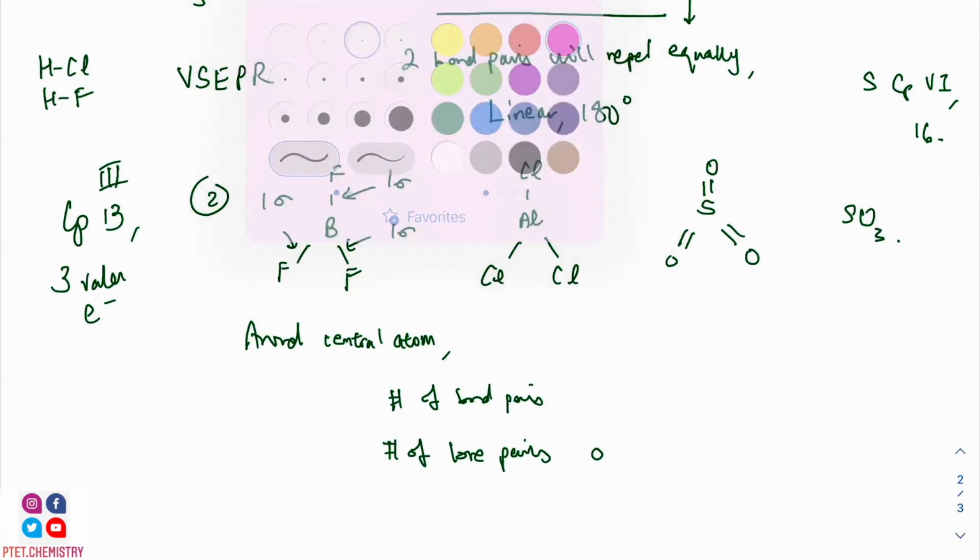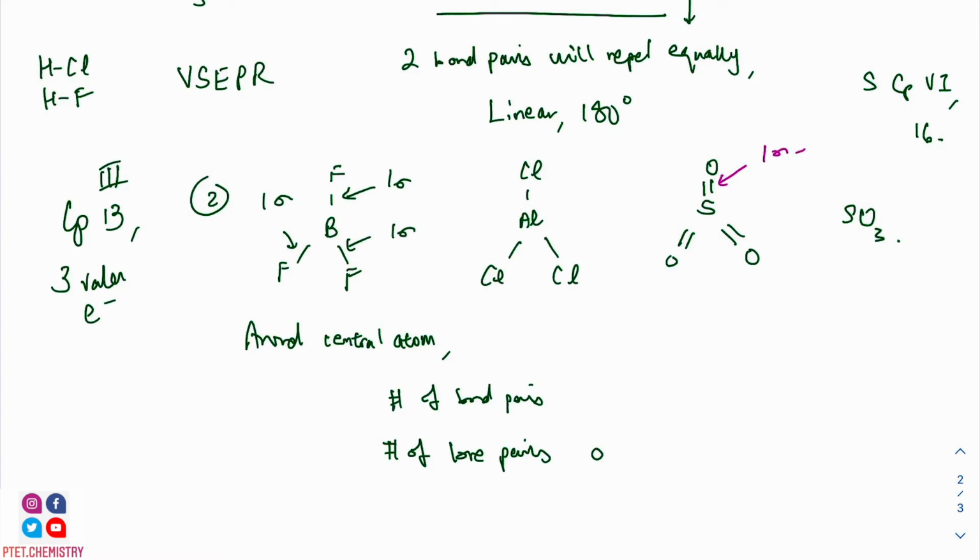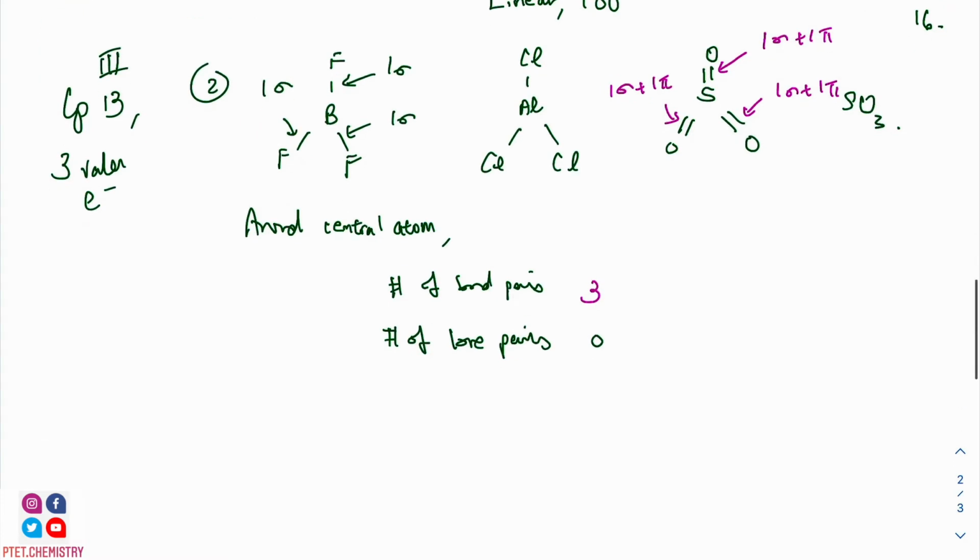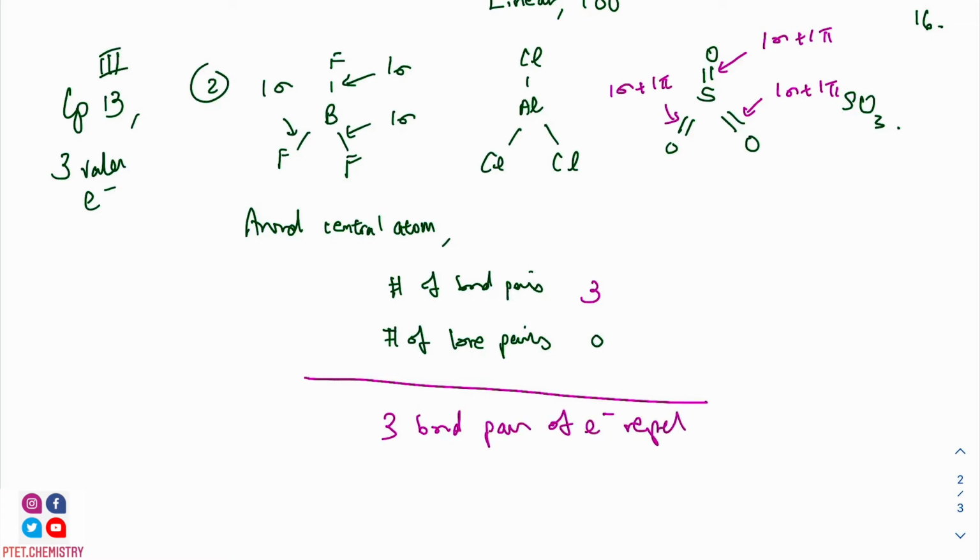But based on what we know about VSEPR, a double bond is 1 sigma and 1 pi. So in the SO3 molecule altogether, you have 3 sigma and 3 pi bonds. But we are just interested in the number of sigma bonds. So it's just 3 bond pairs because only 3 sigma bonds. And guess what? No lone pair and 3 bond pairs. The 3 bond pairs of electrons repel equally.